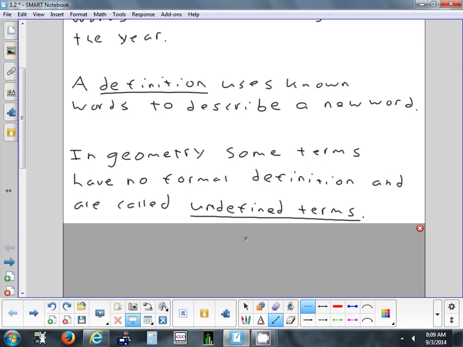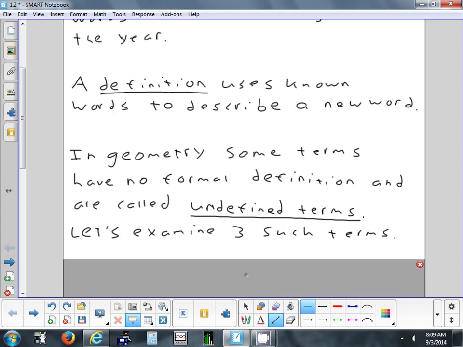Sometimes we have some terms that are kind of strange to define, tough to define, and we call them undefined terms. I'm going to do my best to give you a description of the term. I'm going to show you 3 of them right here, but they're terms that are challenging to give a definition that is worded appropriately.